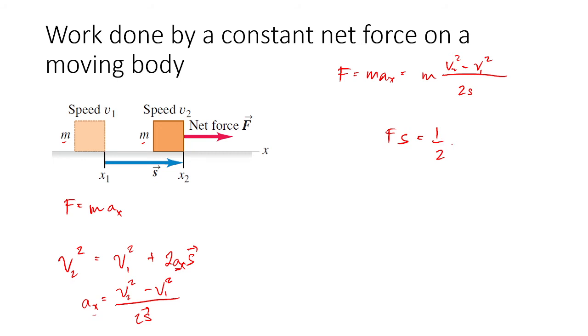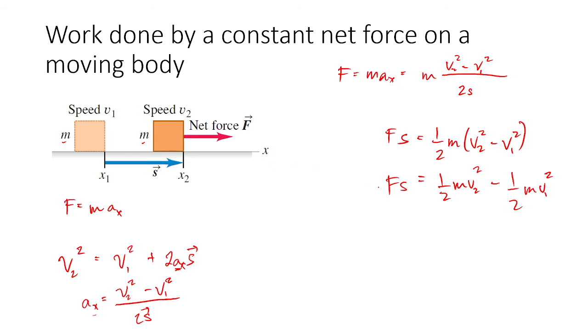Then we will have here 1 half M times our V2 squared and our V1 squared. Okay? And you can actually simplify, wherein you will have 1 half M V2 squared minus 1 half M V1 squared. And if you notice, there is something in this formula.